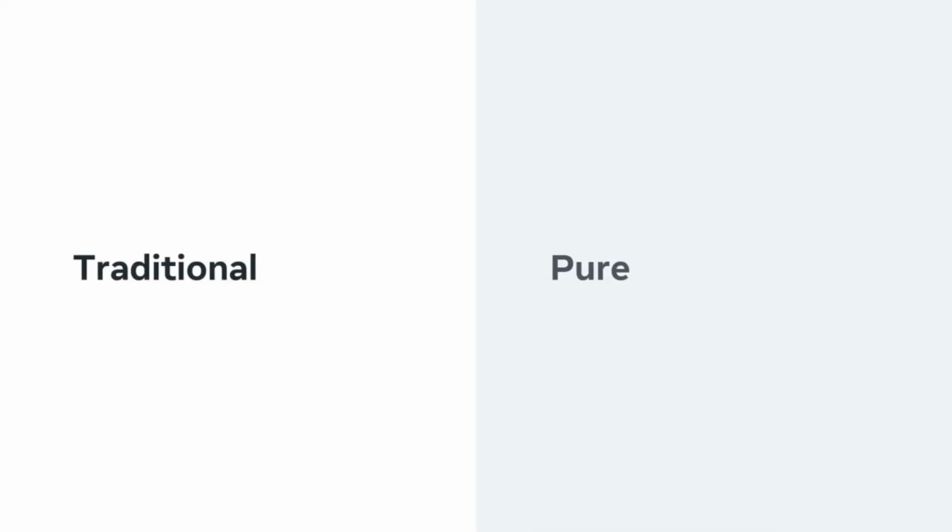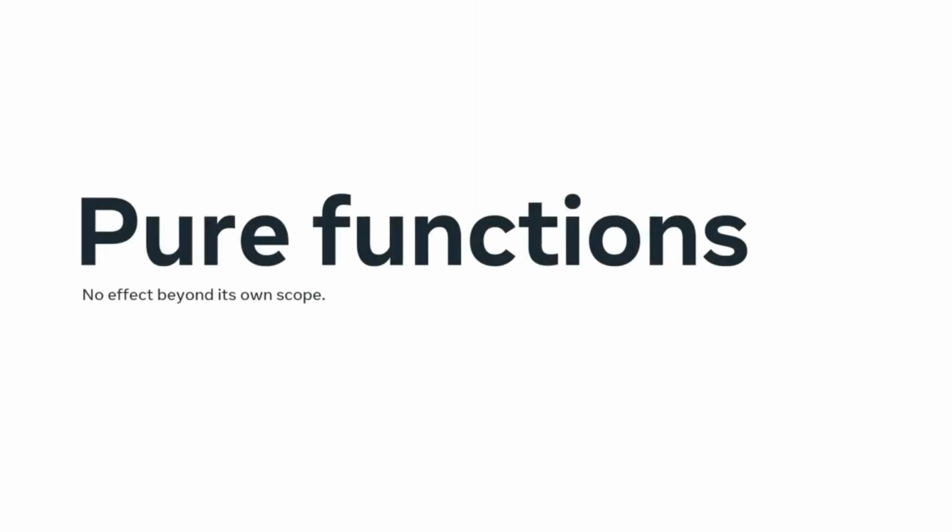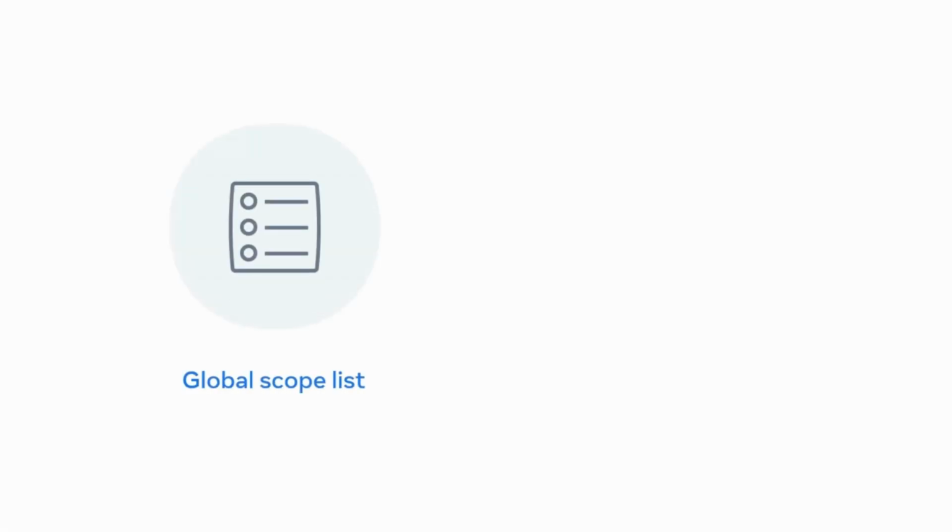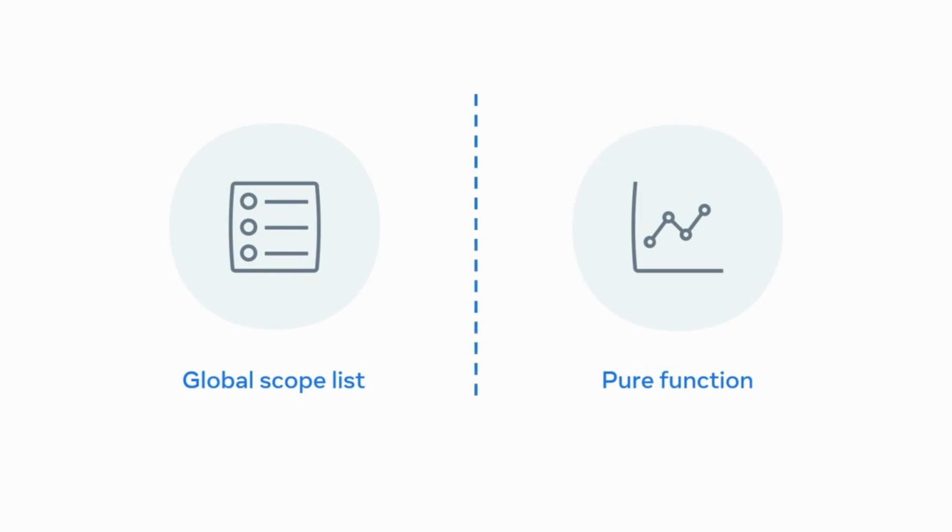It's important to understand that there is a clear difference between traditional and pure functions. A pure function is a function that does not change or have any effect on a variable, data, list, or set beyond its own scope. For example, if you have a list with a global scope, a pure function cannot add something to that list or alter it in any way. Let's explore an example function and then determine if it is a pure function or not.